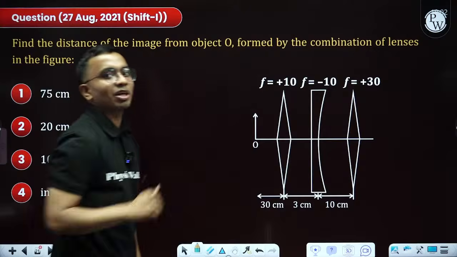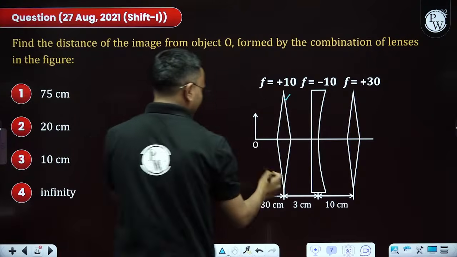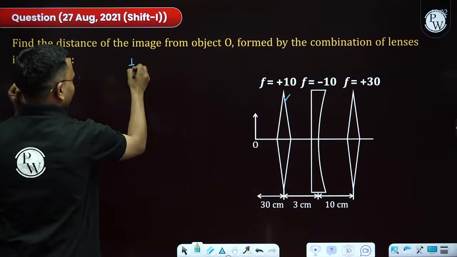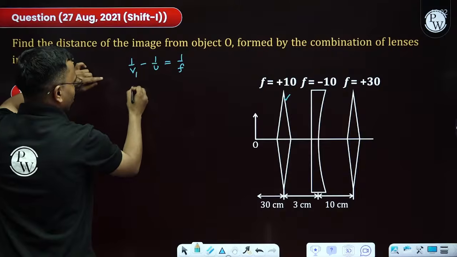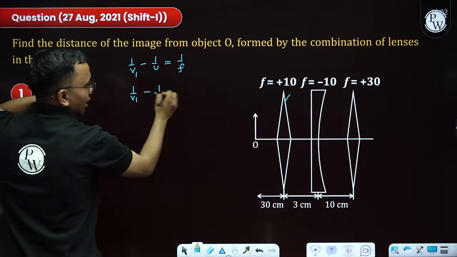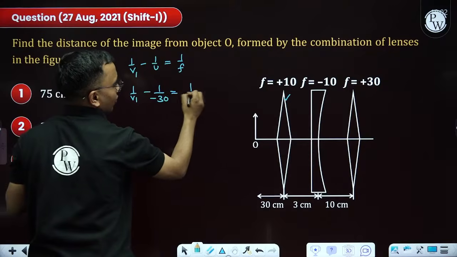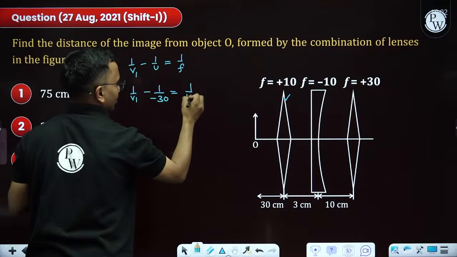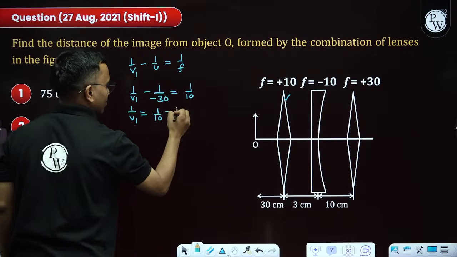That, I will say, is my final image. Okay, let us go step by step. For the first lens, object, I am using 1/v minus 1/u equals 1/f. So 1/v1 minus 1/u, what is u? u is minus 30, equals 1/f. What is f? Plus 10. Like this. So 1/v1 is equal to 1/10 minus 1/30.